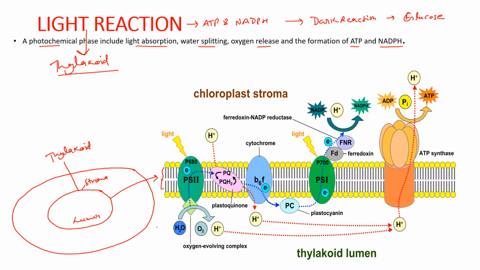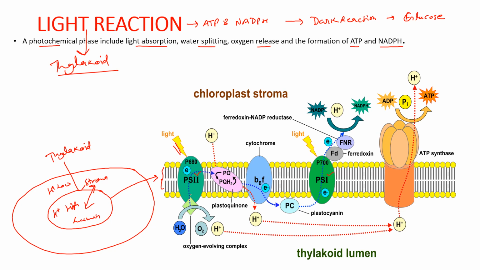So for formation of ATP, there should be a concentration gradient of H ion between the stroma and lumen. In lumen, the concentration is higher, and in stroma, the concentration is lower. For that, there are two photosystems present in the thylakoid membrane, photosystem 2 and photosystem 1. So first, light falls upon photosystem 2.